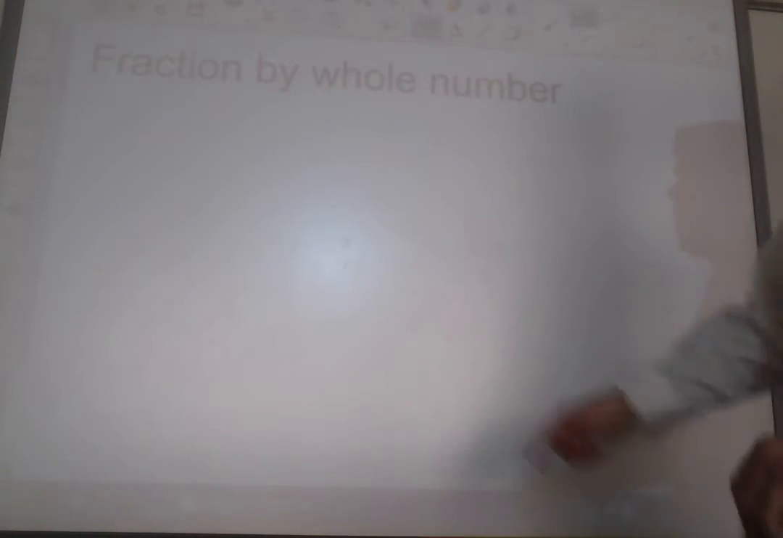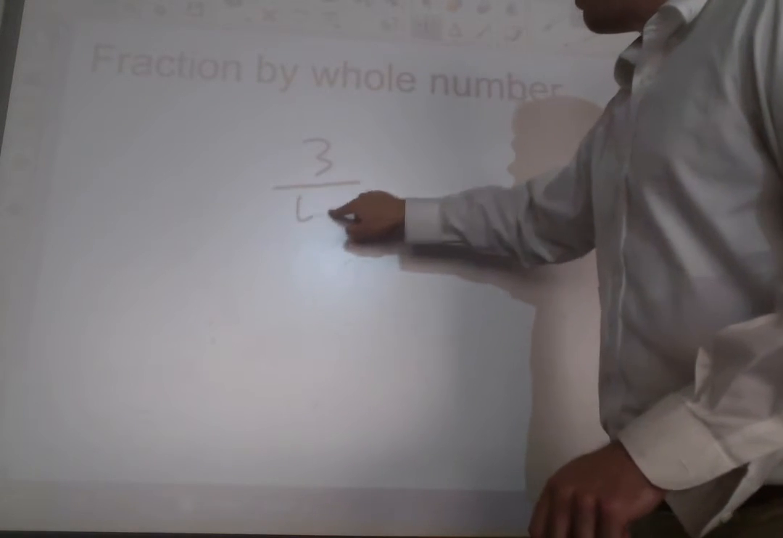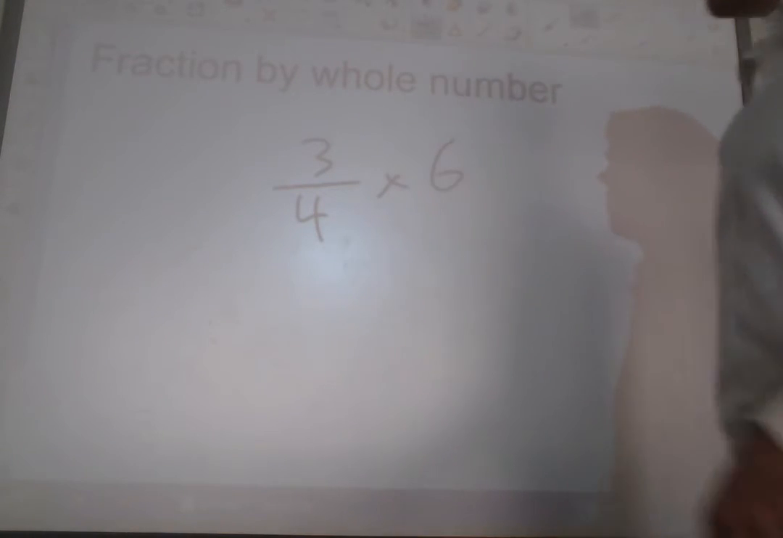If you're multiplying a fraction by a whole number, 3/4 times 6, for example.